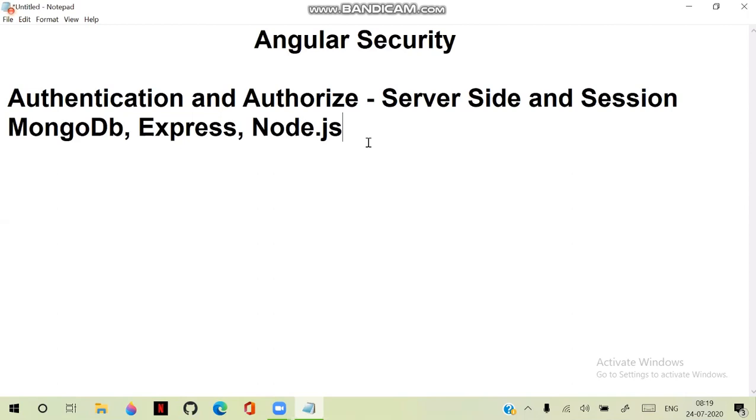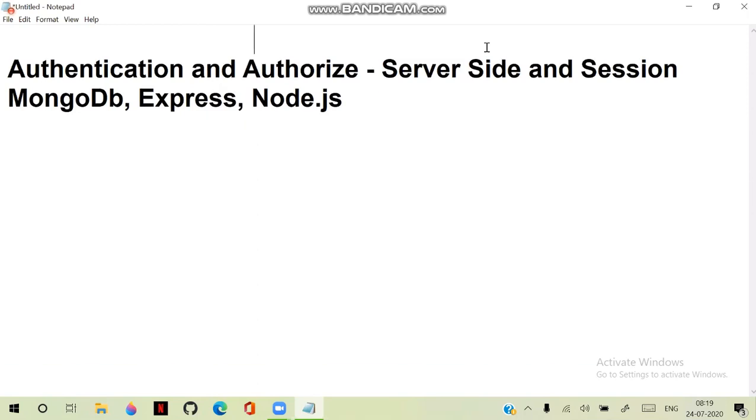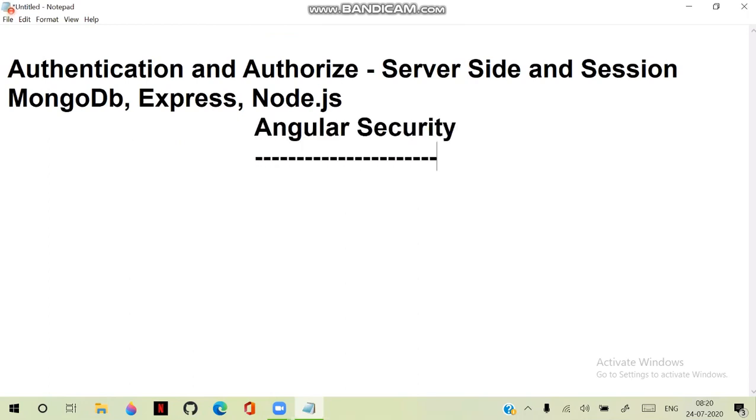The only point is that the logic for securing the modules we have to write based on the server side integrations. That is what authentication and authorization actually are. That is not under Angular security. Technically, Angular security is nothing but preventing the application from certain attacks. That is actually Angular security.